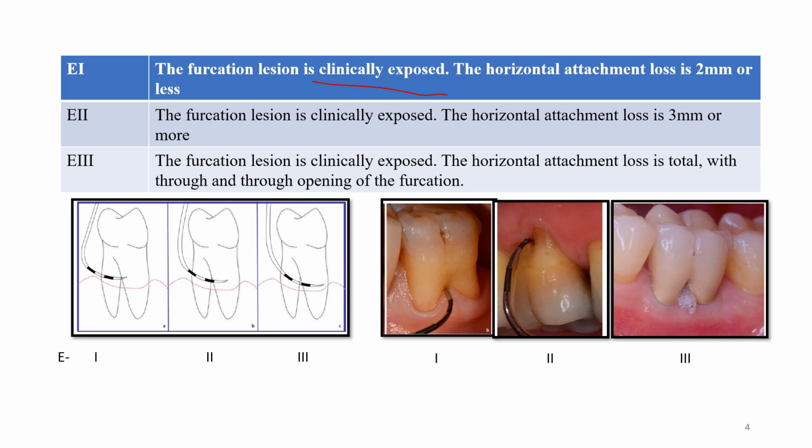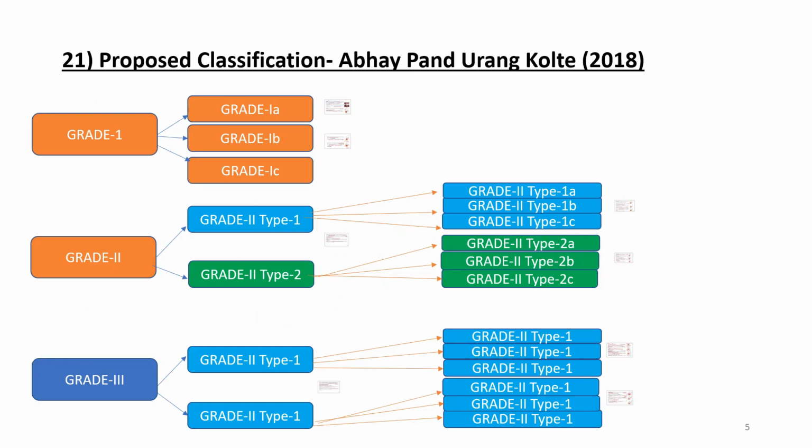Gingival recession is there. So E and Roman numeral 1 will denote furcation lesion is clinically exposed but the horizontal attachment loss is 2 mm or less. E2 means the furcation lesion is clinically exposed but the Roman number 2 denotes horizontal attachment loss is 3 mm or more. E3 again the furcation lesion is clinically exposed but the horizontal attachment is total with through and through opening of furcation. So that is all here given in the figure as well as in the form of clinical pictures.